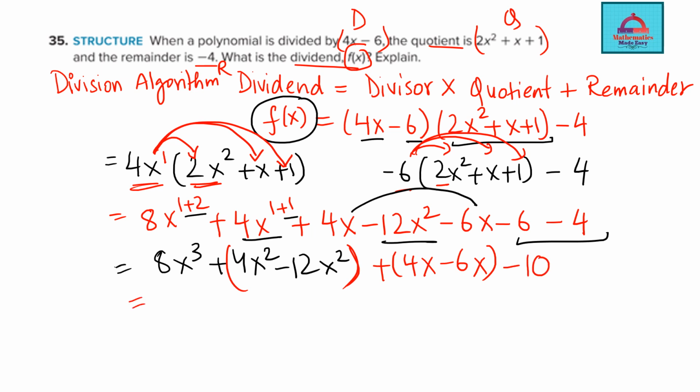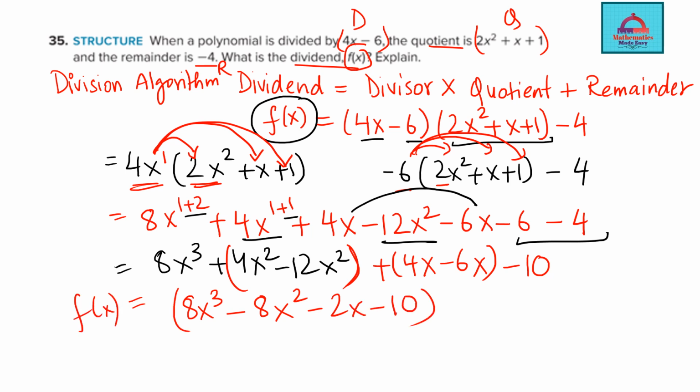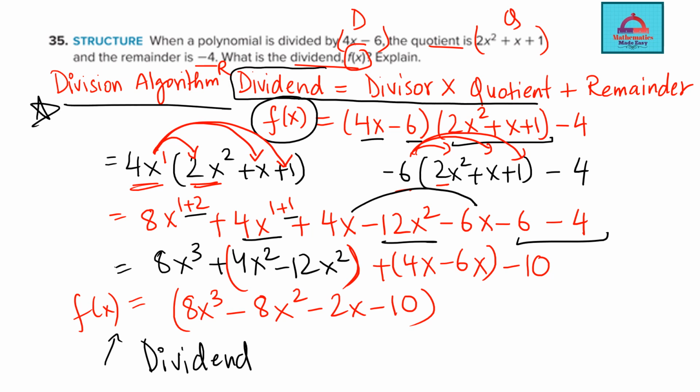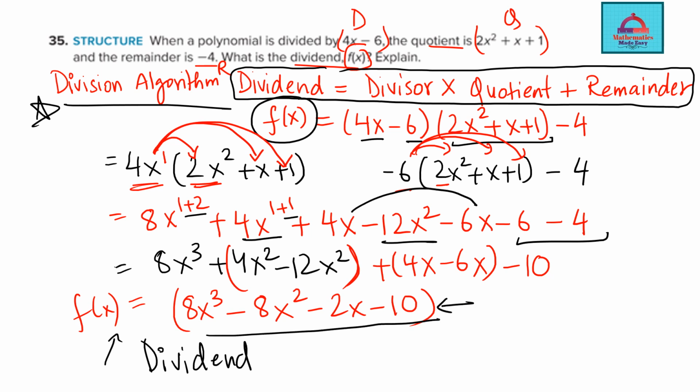Now the final answer is 8x cube. Subtract 4 minus 12, that's minus 8 x square, 4x minus 6x is minus 2x, minus 10. So this is your dividend or your f(x) that you had to find in this question. So what did we do? We found the answer using the division algorithm. So I would urge you to remember this formula, that dividend is equal to divisor multiplied with quotient plus remainder. So even if they change the values, the numbers, the variables, you will still get the correct answer if you understand this method well.